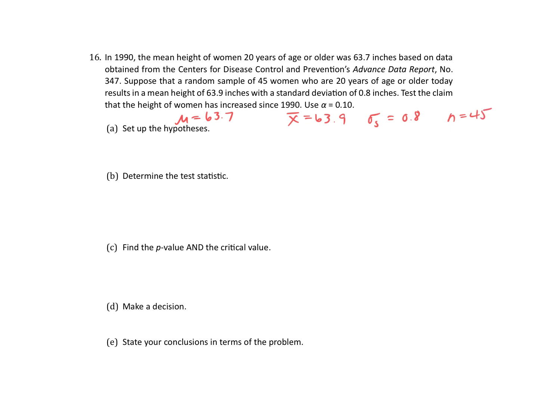So, my hypotheses, H naught, H1. So H1 is we are testing the claim that the height of women has increased since 1990. Therefore, it's saying mu is greater than 63.7. So H naught can either be equal to or less than or equal to. Remember, for H naught and H1, H1 is never equal to. It's always strictly greater than, less than, or it's not equal to. Don't ever have an equal sign with it. That's wrong, okay? All right, determine the test statistic.